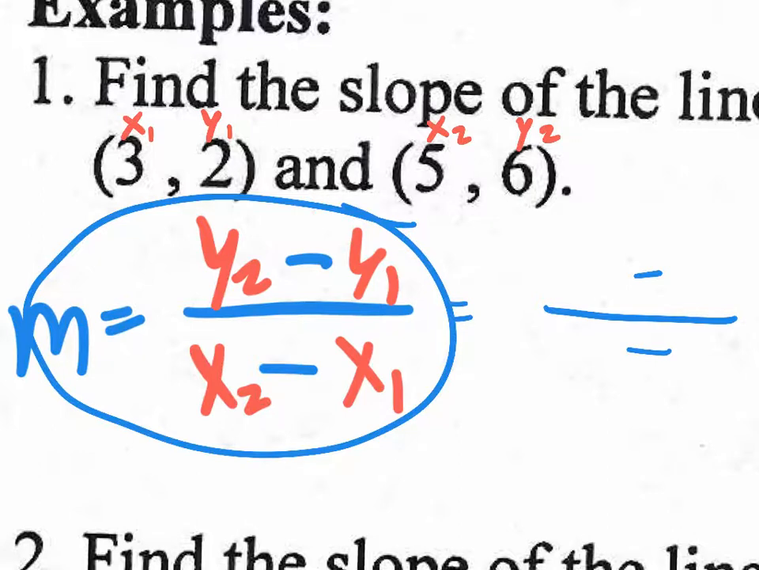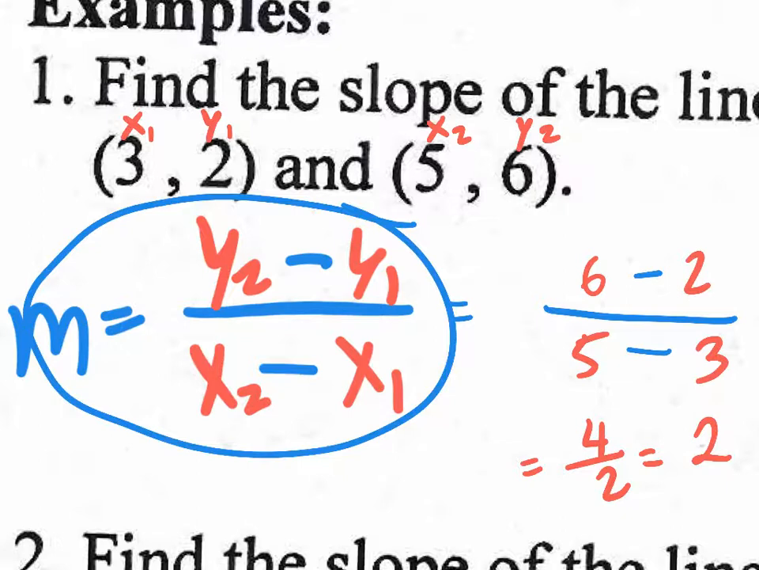Now, what is y2? 6. What's y1? What's x2? What's x1? Ta-da. All we got to do is the math. 6 take away 2 is 4. And 5 take away 3 is 2. And the only other thing we could do is reduce, or in this case divide. 4 divided by 2 is 2. But I do recommend keeping it like a fraction since we're dealing with rise over run. Okay? So 2 over 1 is the appropriate slope of the line that passes through this point and this point.